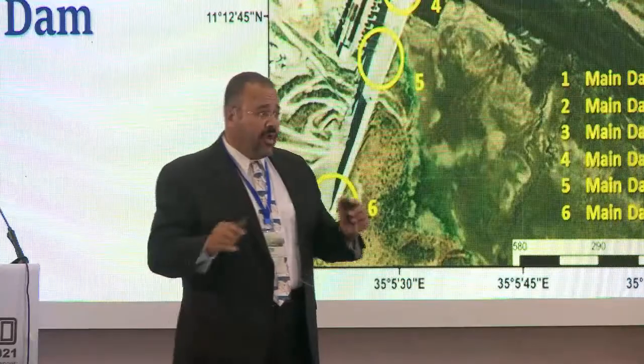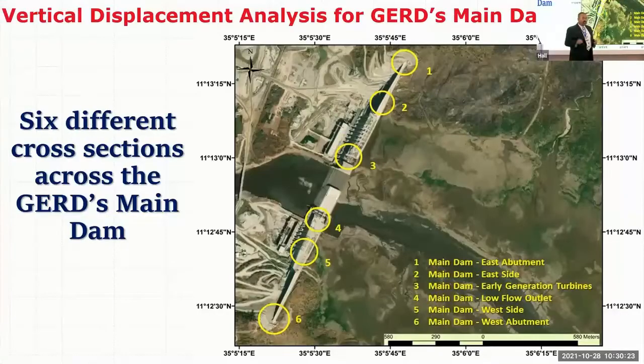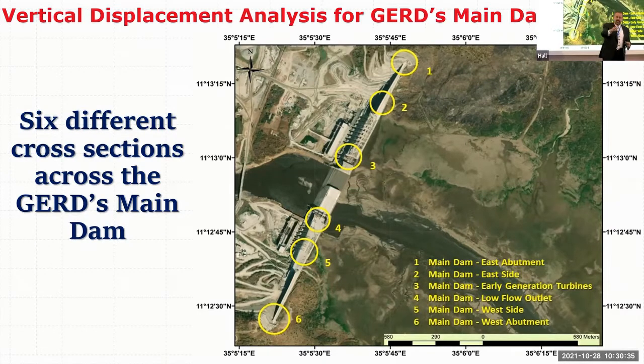Let's apply this on our case study. We took different cross sections across the GERD structure. This is the concrete structure. We took those cross sections in order to allow the INSAR to be revolving at every single cross section. We get a lot of images. We have been working with more than 100 images. We took some of the images out of the analysis because they were giving us some kind of outlier, not interesting results, so we excluded them, and we just looked at those different locations of the dam.